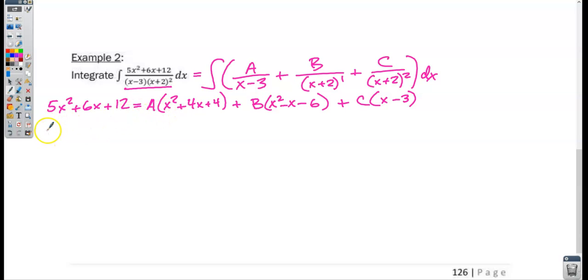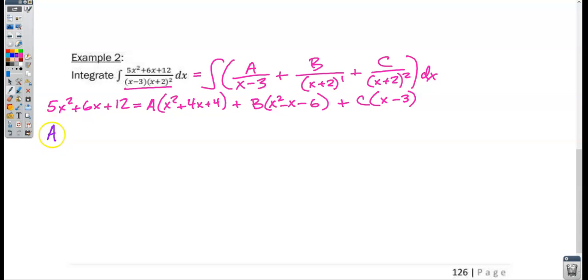We've got Ax squared. Ooh, what the heck? A little technical glitch there. I think I fixed it.